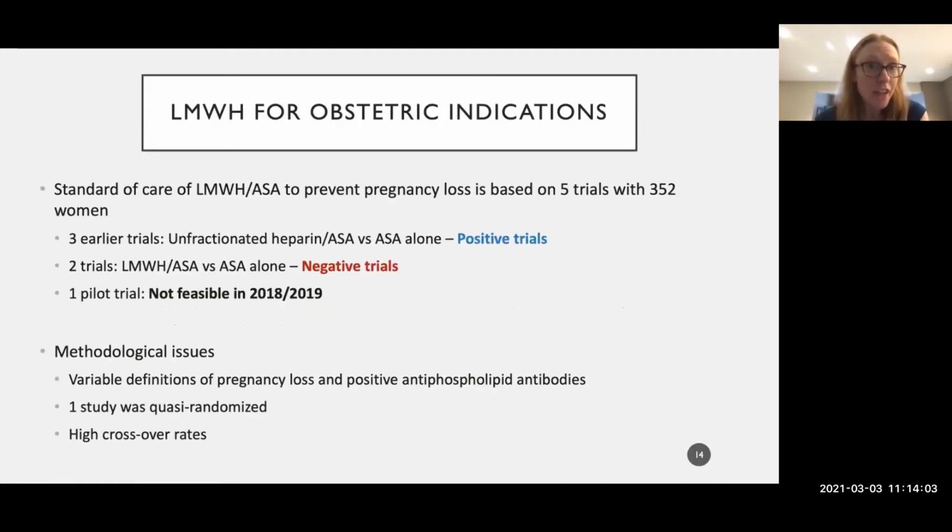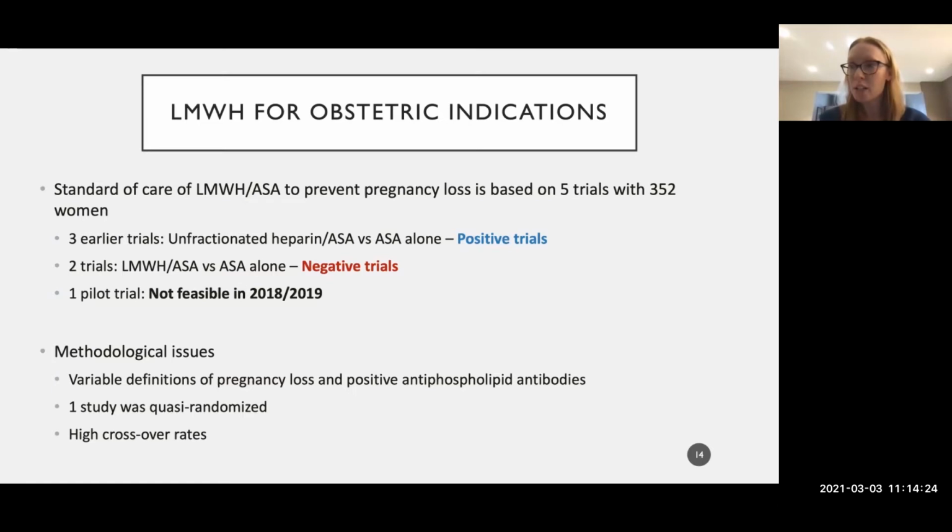So that standard of care of using preventative or prophylactic low molecular weight heparin and aspirin to prevent pregnancy loss is based on 5 trials and 352 women. 3 earlier trials were positive, but the last 2 trials were actually negative randomized trials.